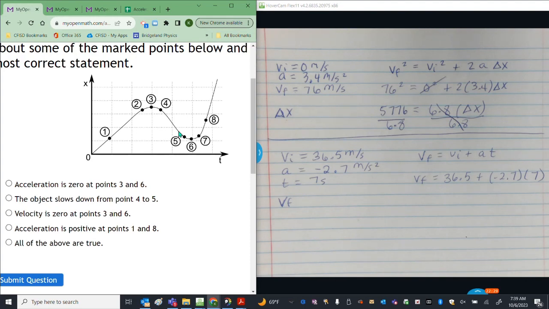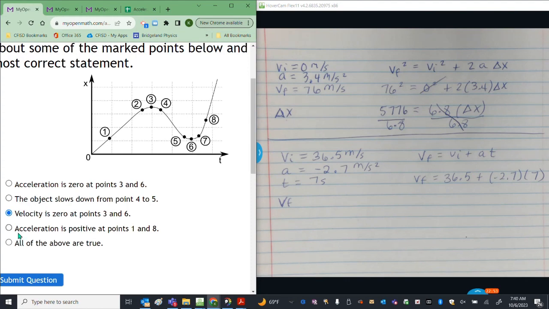Okay, the next one says velocity is 0 at points 3 and 6, and that is your answer because as I mentioned, it slows down, has to stop before it turns around. And so at that point in the middle of that curve before it changes direction, it does stop for a moment, okay, at the top or bottom of the curve, whichever one you're looking at. That's my answer, but let's go ahead and talk about this one.